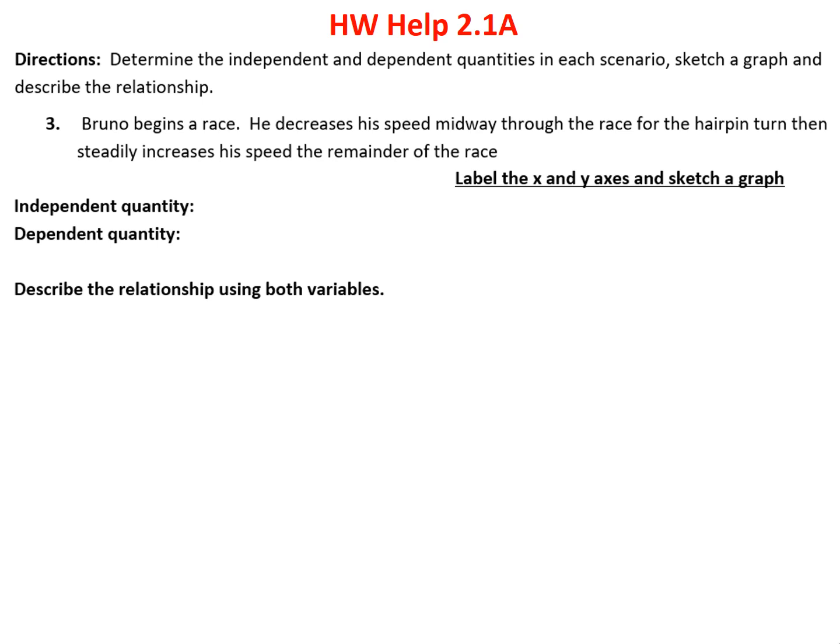Problem 3 says that Bruno begins a race. He decreases his speed midway through the race for the hairpin turn, then steadily increases his speed the remainder of the race. Two variables we notice immediately. First of all, obviously, is his speed. It talks about how he decreases his speed. He begins a race, he decreases his speed for the hairpin turn, and then increases his speed. What other thing is going on? Well, he's doing a race, and the other issue that's never mentioned, but during the race, is time.